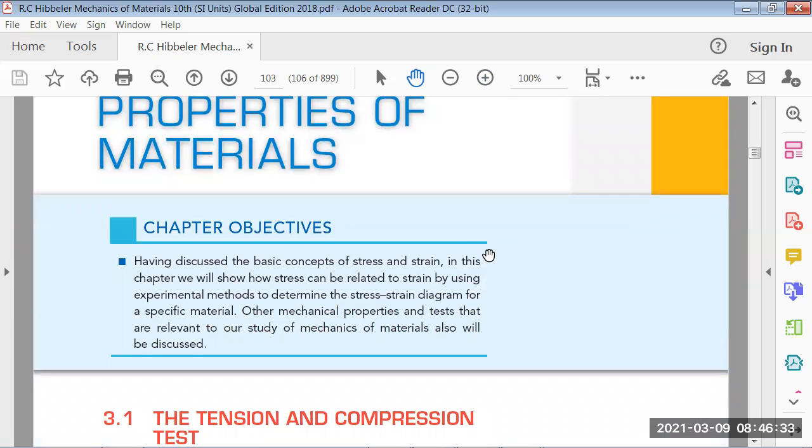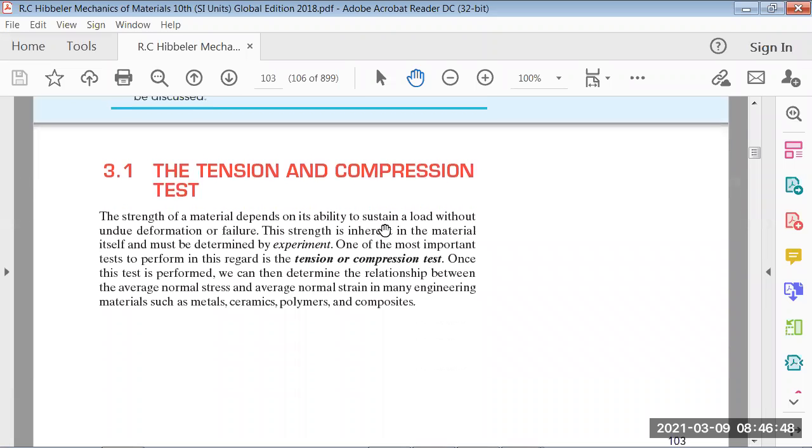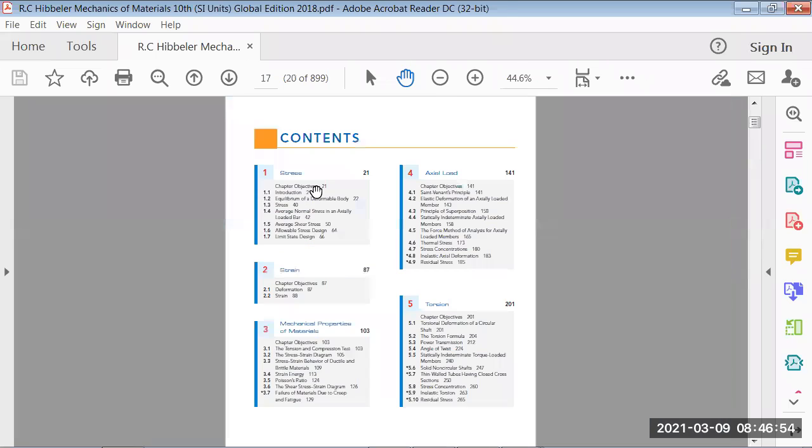So you have to answer those questions. Once you read the question, you have to find the relative topic to that question so that you could understand the topic and then answer the question given in the homework. So the first thing is about, as I mentioned to you, mechanical properties of materials.